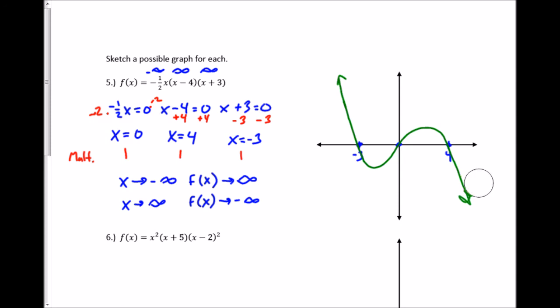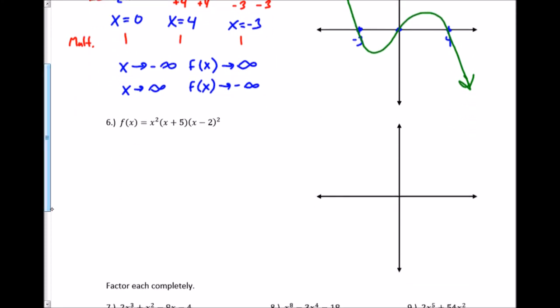Okay? So my end behavior kind of narrows down what this graph has to look like. And really the useful part of this is it narrows down the fact that there is a local or relative minimum between -3 and 0 and a relative maximum between 0 and 4. Okay, but that's my quick sketch.